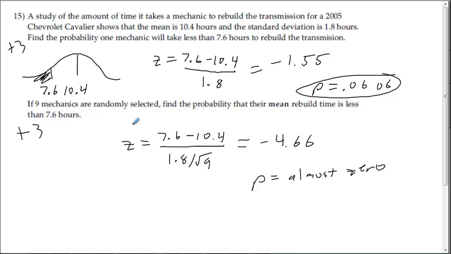And now if we're looking at what's the probability that the average for 9 mechanics is below that same value, it's the same picture, but we have to divide by the square root of 9, and now it's a very huge z-score. So the probability that you would get the average for 9 mechanics to be under 7.6 hours is pretty much 0. It's not even on our chart, so it's like 0.0000001. So very rare case. And that's it.